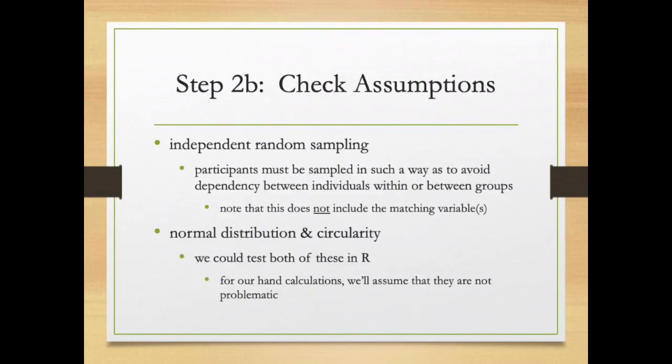We'll gloss over the assumptions again, but remember, you need to be thinking about your assumptions when you're collecting your data, particularly the assumption of independent random sampling. If you collect your data in such a way as to create pockets of dependency within your data, all of your empirical data gathering will have been for naught. There isn't much you can do to correct things after the fact. The assumptions of normality and circularity are less critical, and they're easily tested in R. So for now, we'll just assume that they're not problematic.